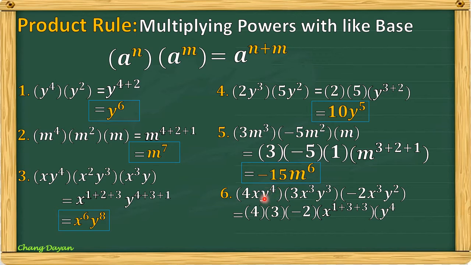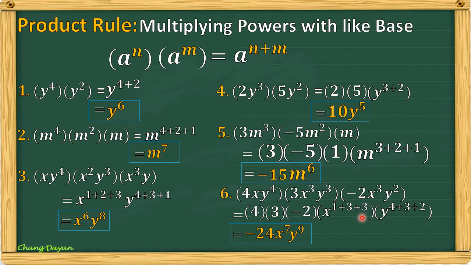Next, y. Dito ay 4, 3, 2. Let us now perform multiplication. So, we have 4 times 3 is 12 times negative 2. We'll get the product of negative 24. Next, add natin ang exponent ng x. 1 plus 3 plus 2. We'll get the sum of 7.